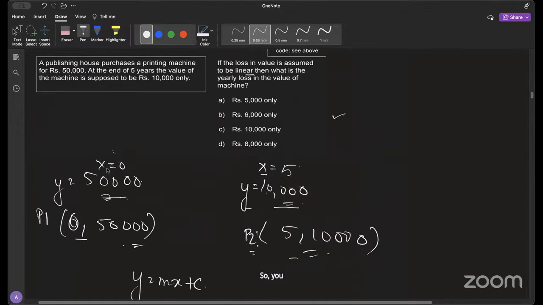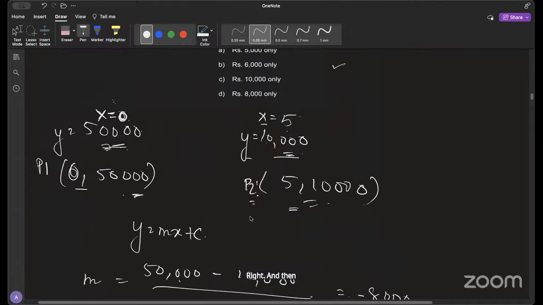You've been given that the printing machine's cost is at x equals 0. So on the 0th year, when you bought the machine, it cost 50,000. Then after 5 years, its cost is going to be this. I hope this part, how we get the 2 points, is clear. And then we need to find a line that passes through these points.